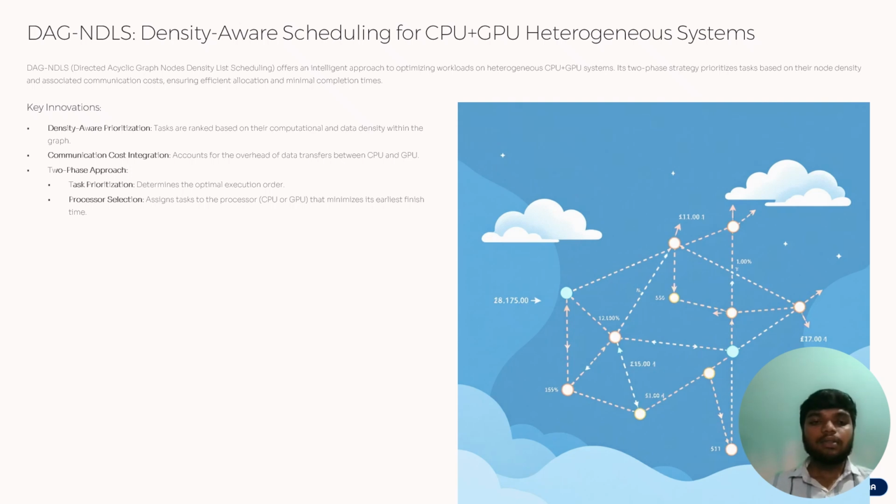Now the second one is partitioning strategy. They partition the graph based on node degree, connectivity, and load balancing potential. This ensures the GPU gets large regular workloads, it's good at parallelism. CPU handles irregular or control-heavy tasks.